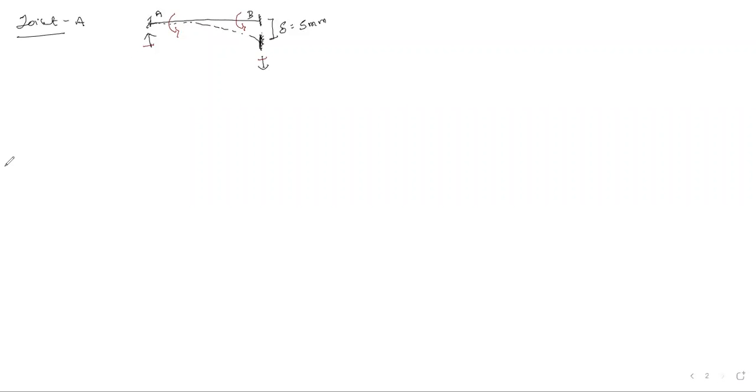Now, here we are not required to consider moments, but this moment will be applicable while considering the moment distribution method. In this case we need to consider delta: either delta will be positive or delta will be negative. Chaliye, pehle hum equation likh dete hain. MAB should be equal to MFAB, equation will remain same, plus 2EI divided by L, multiplied by twice theta A plus theta B minus 3 delta by L.